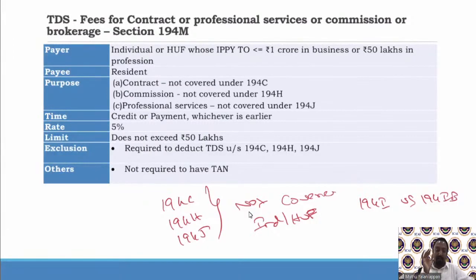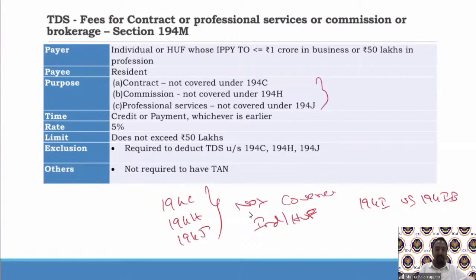194IE is for any person, including individuals or HUF, whose turnover is more than 1 crore in business or 50 lakhs in case of profession. 194IB is for other persons, right? Other persons paying rental. Similarly, 194M is for other persons who are not covered under 194C, H and J. That is the purpose.